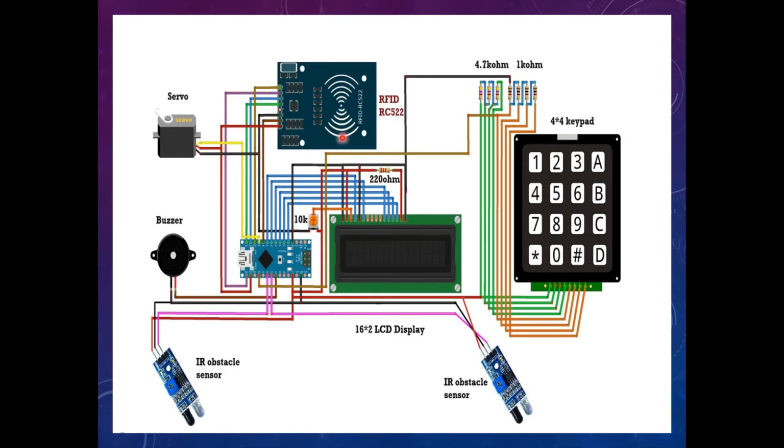This is the RFID reader, the RFID tag reader. This is the 16x2 LCD display. This is the keypad and this is the Arduino. We can use any Arduino board; right now we have used the Arduino Nano in our project. This is the potentiometer, and we have used several resistors.